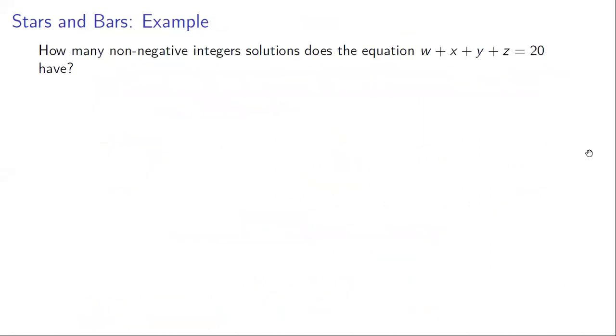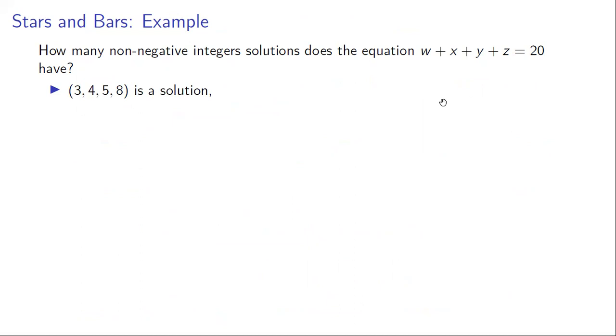Here's another example using stars and bars. How many non-negative integer solutions does the equation w plus x plus y plus z equals 20 have? So this is an equation, right? W plus x plus y plus z equals 20. And we want to look for non-negative integer solutions, so solutions that only involve non-negative integers for w, x, y, and z. And we want to know how many different possible solutions there are. Okay, so we're going to see that we can do this using stars and bars.